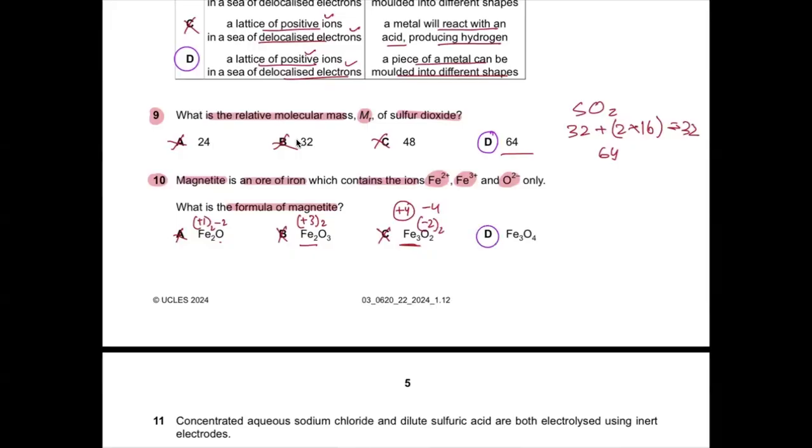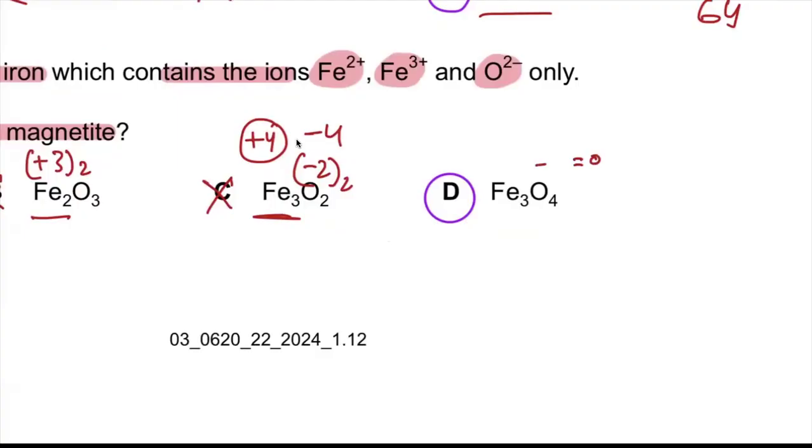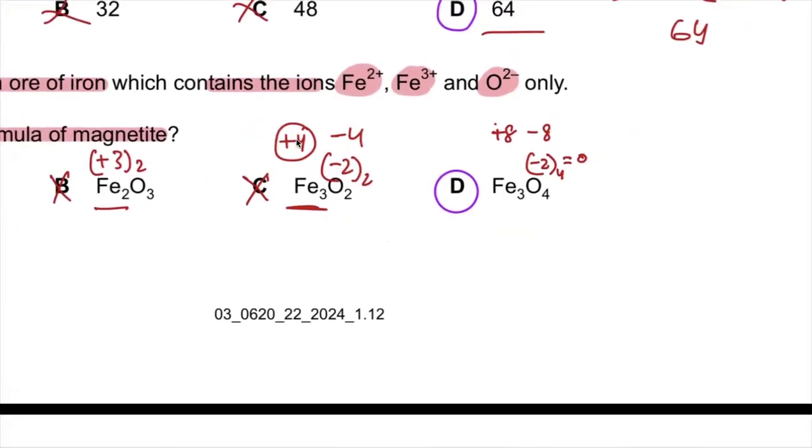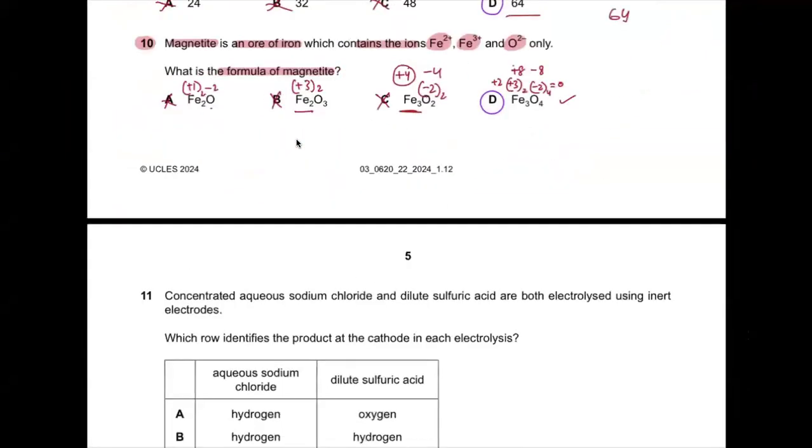And if you have to justify it, no net charge, it's -2 times 4 makes it -8. So over here, it's +8. If it's +8, won't it be possible that it is 2 plus 3 and 1 plus 2? So 2 plus 3 makes it +6, +6 and +2 makes it +8. So yeah, D is the correct answer.